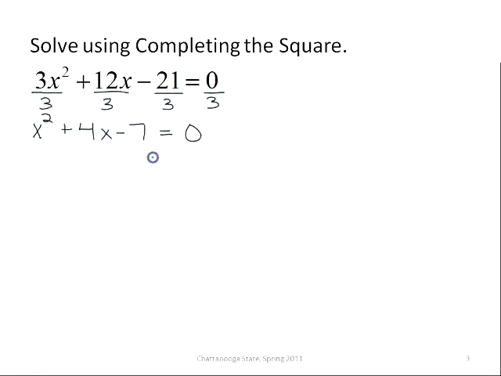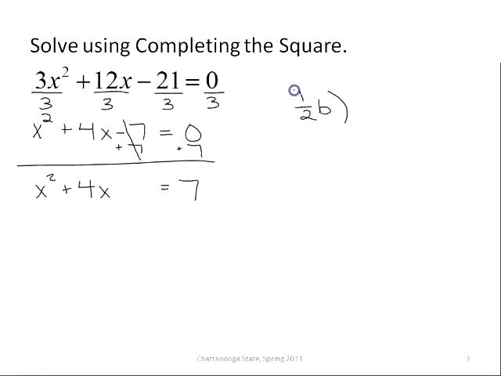Now I want to get my constant term over here on the other side of the equation. So I have to add 7 to both sides of my equation. So that'll give me x squared plus 4x equals 7. Now I have written it kind of leaving a blank spot here in this position. Since these added up to 0, I don't have a constant term here anymore. So I've left space in there because my next step is to take half of b and square it.